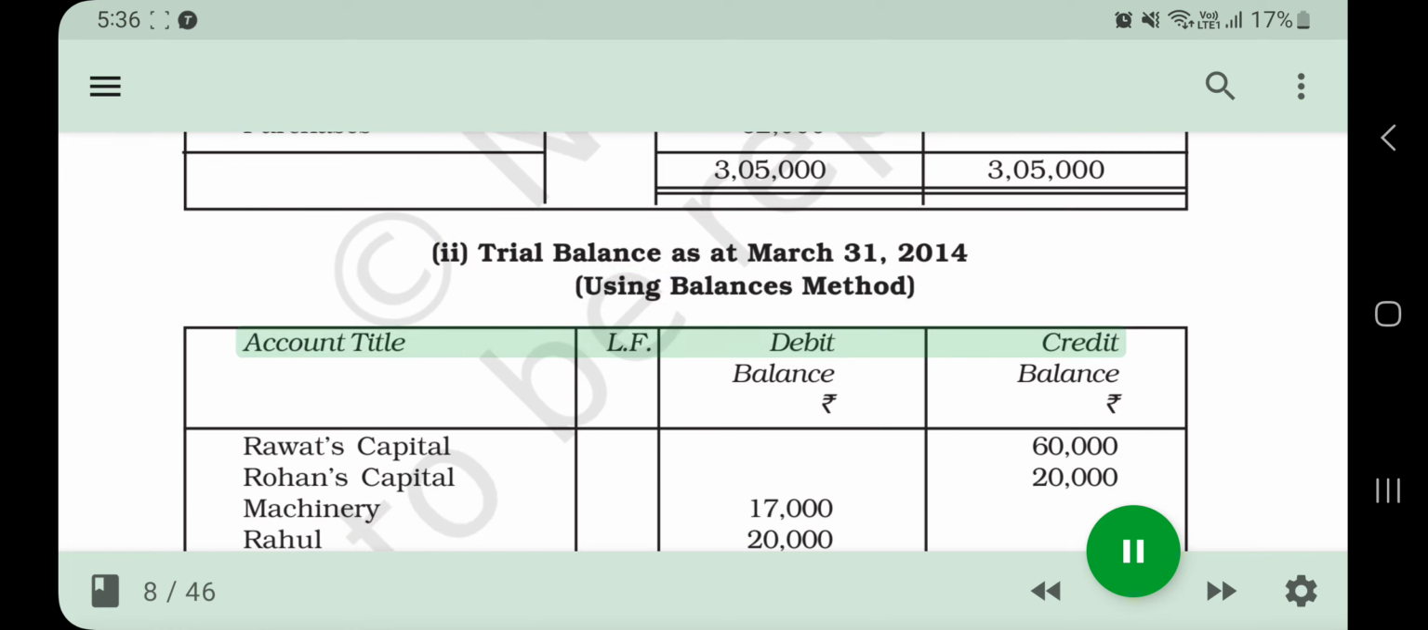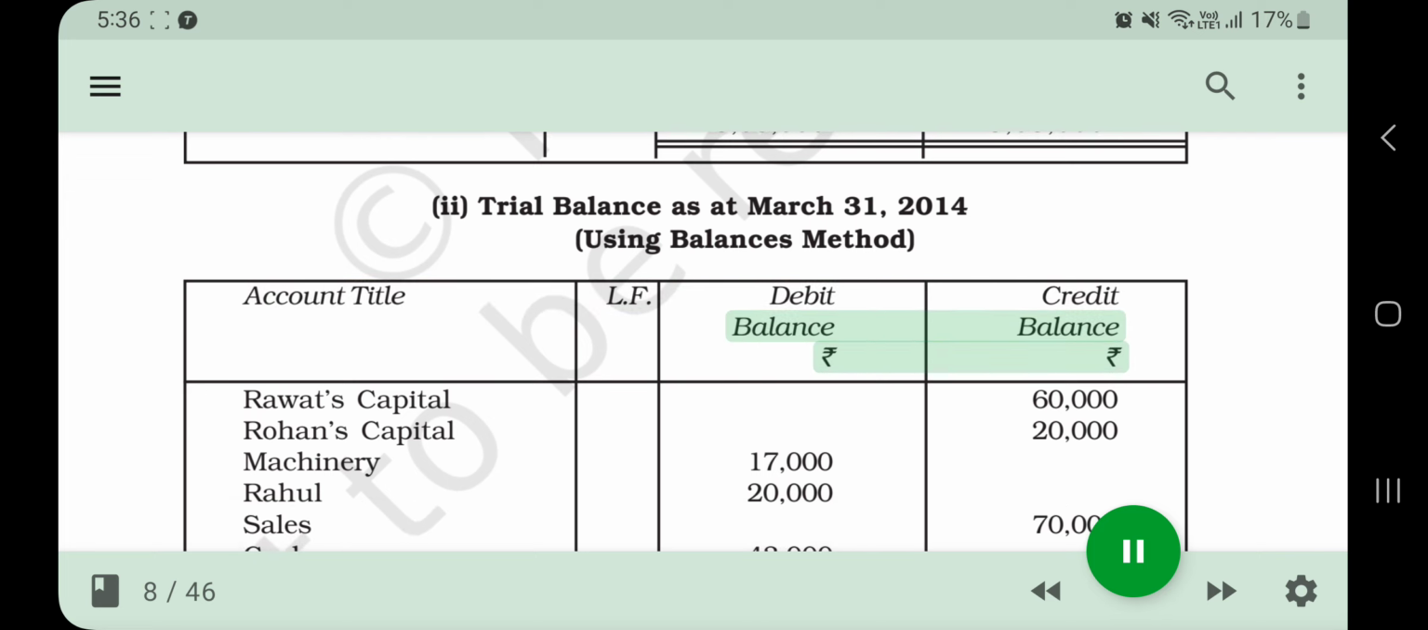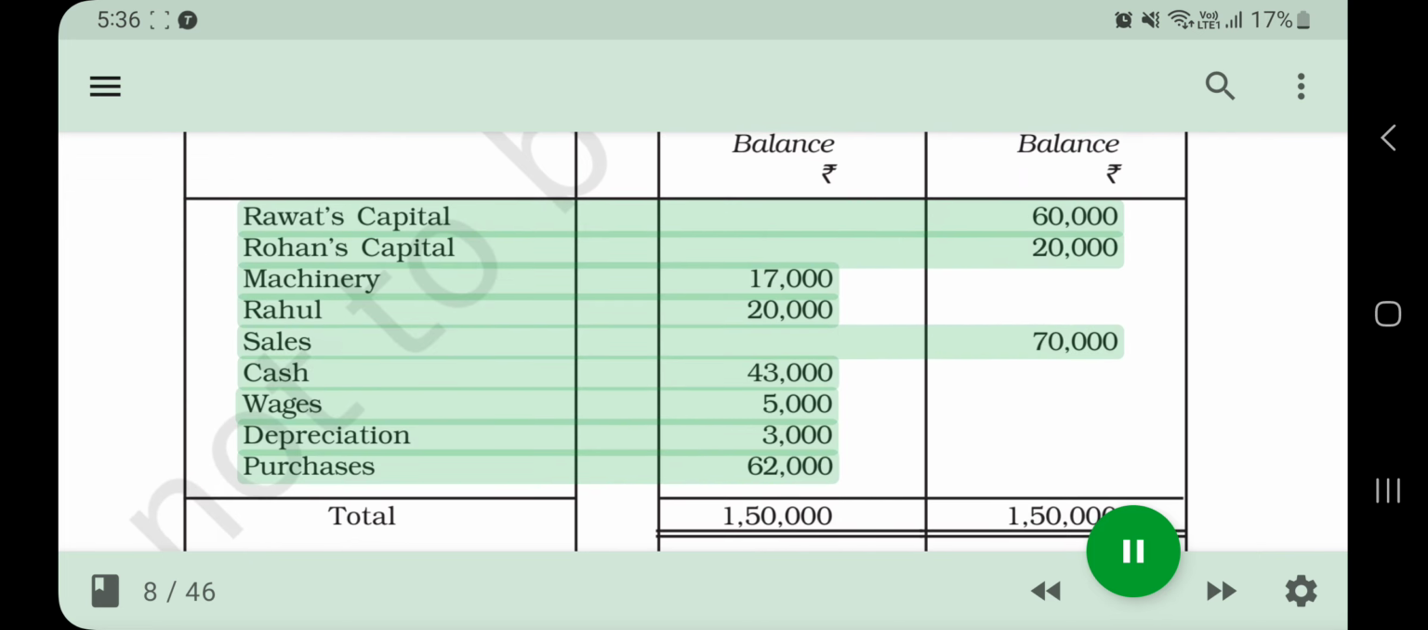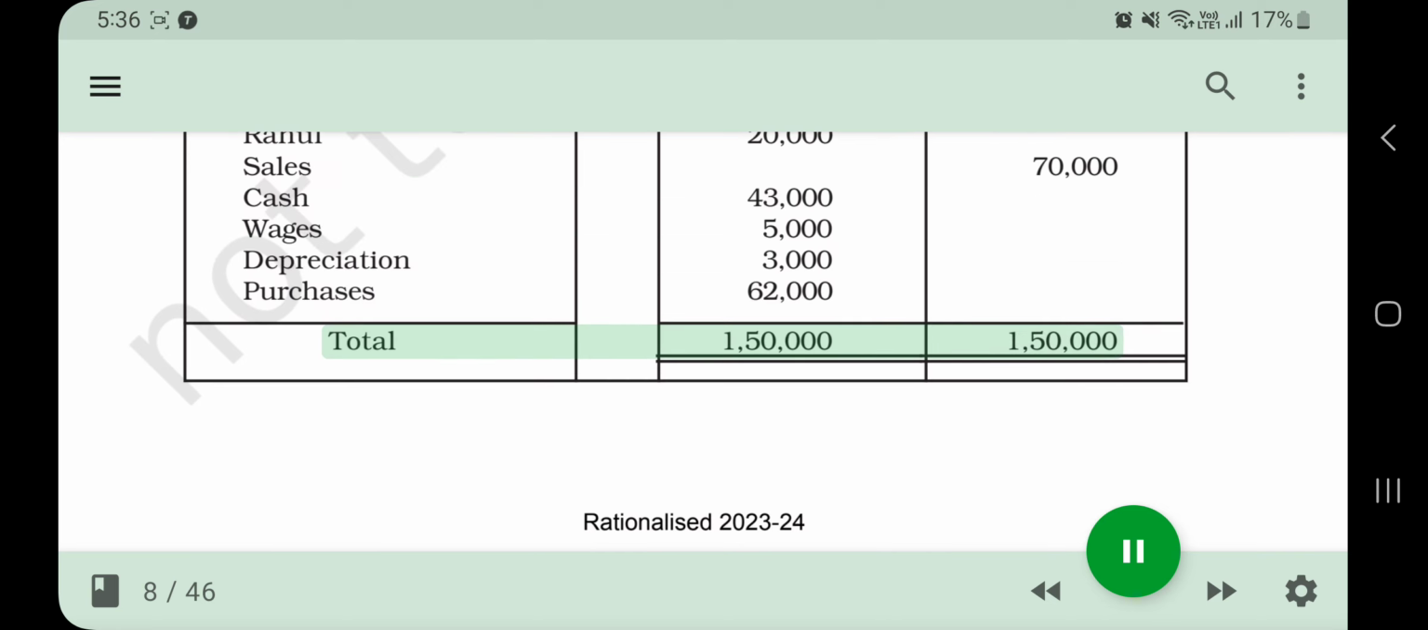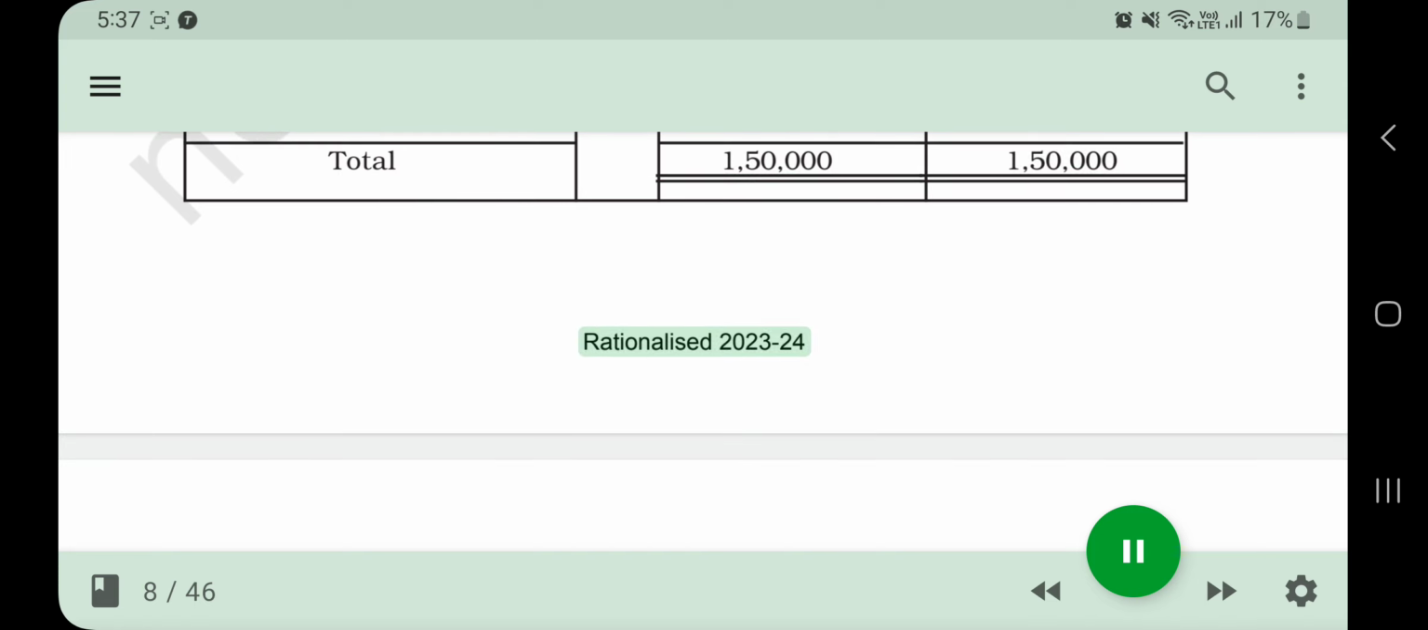II. Trial balance as at March 31, 2014, using balances method. Rawat's capital 60,000; Rohan's capital 20,000; machinery 17,000; Rahul 20,000; sales 70,000; cash 43,000; wages 5,000; depreciation 3,000; purchases 62,000. Total 150,000, 150,000.